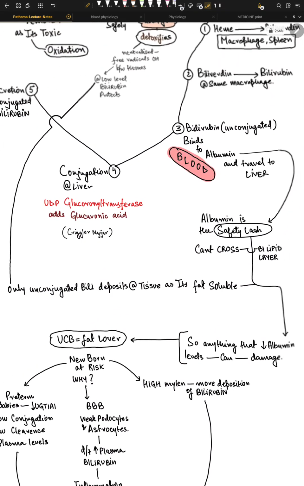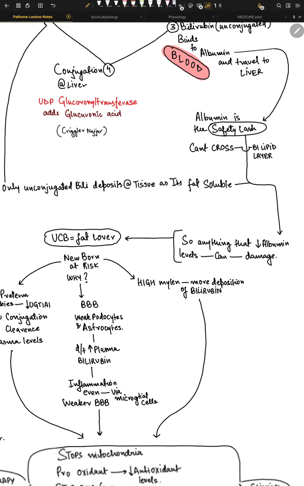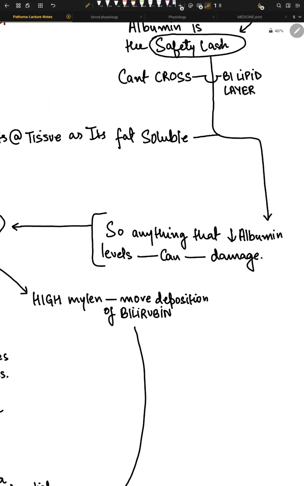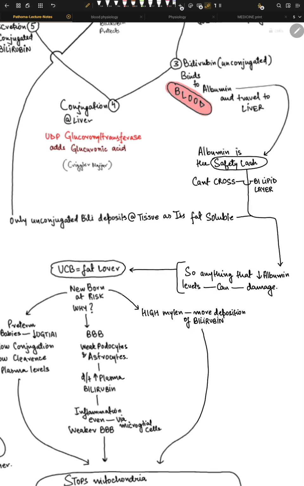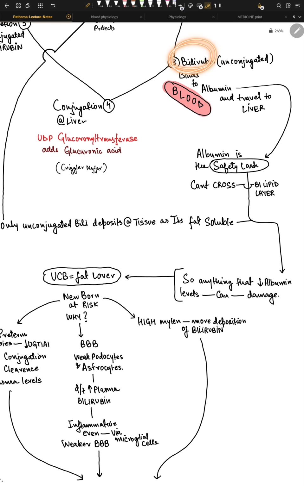Only unconjugated bilirubin deposits in tissues, as it's fat soluble. I'm just saying the same thing again and again. So anything that can lower the amount of albumin in your blood can cause damage via unconjugated bilirubin, because bilirubin in its nature is really toxic in high quantity.